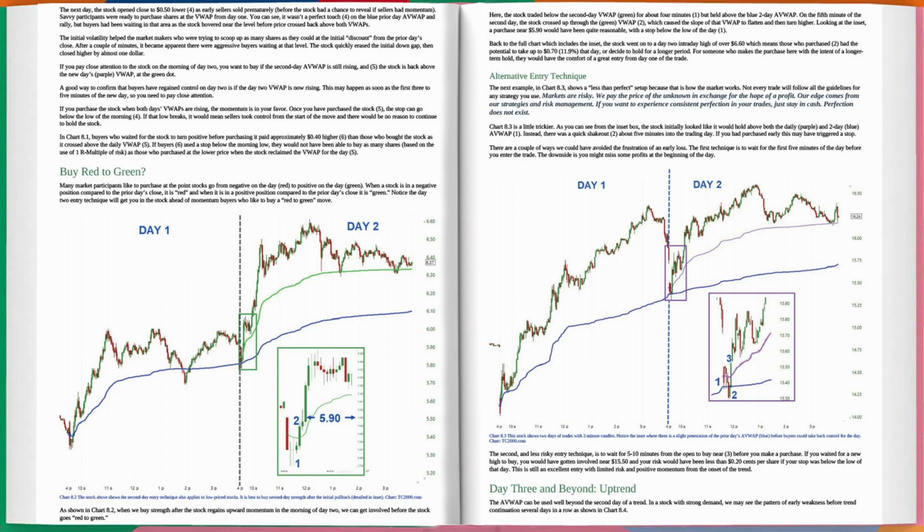If you pay close attention to the stock on the morning of day 2, you want to buy if the second day AVWAP is still rising, and 5, the stock is back above the new day's purple VWAP at the green dot. A good way to confirm that buyers have regained control on day 2 is if the day 2 VWAP is now rising. This may happen as soon as the first 3 to 5 minutes of the new day, so you need to pay close attention. If you purchase the stock when both days' VWAPs are rising, the momentum is in your favor.